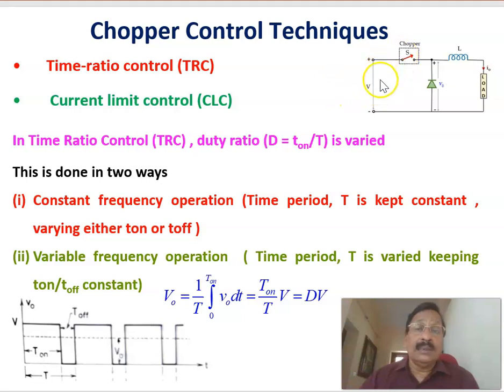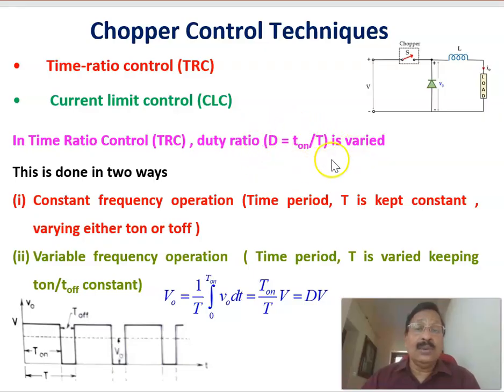Here, this is a step down chopper, which was already discussed, and in that you have to control the duty ratio of the switch so that the output voltage can be varied. The variation of the duty ratio can be done by either of two methods, TRC as well as CLC. In time ratio control, the duty ratio, which is given by the on period divided by the total time period T, that is, D equals T on divided by T, is varied.